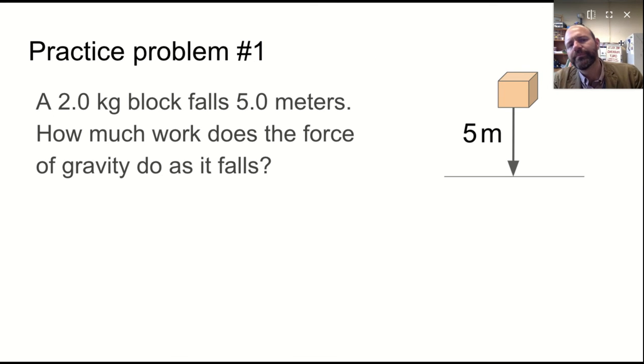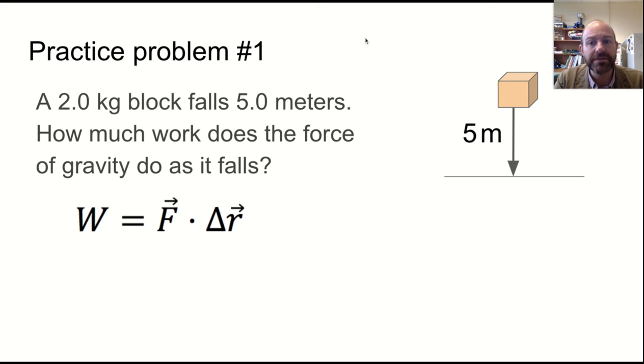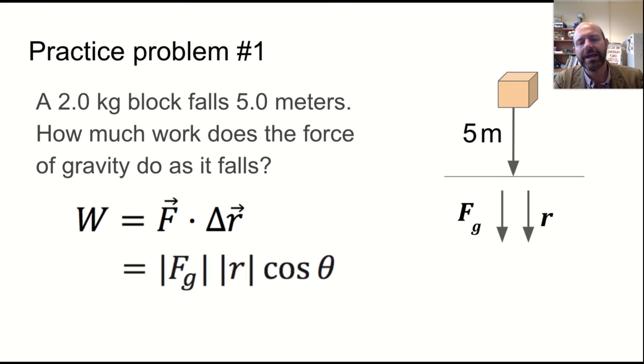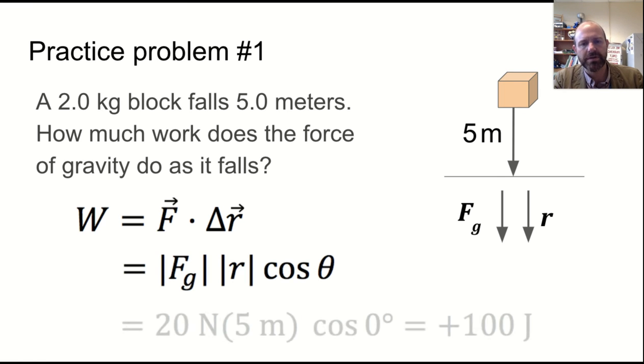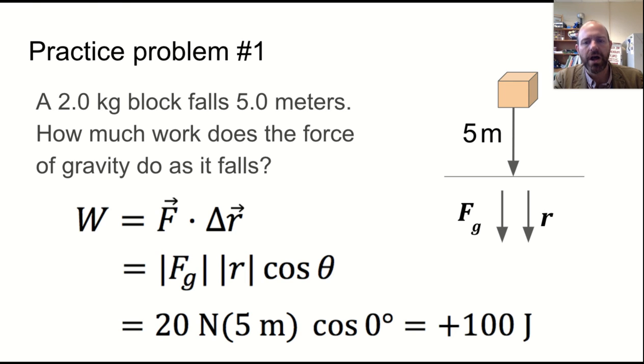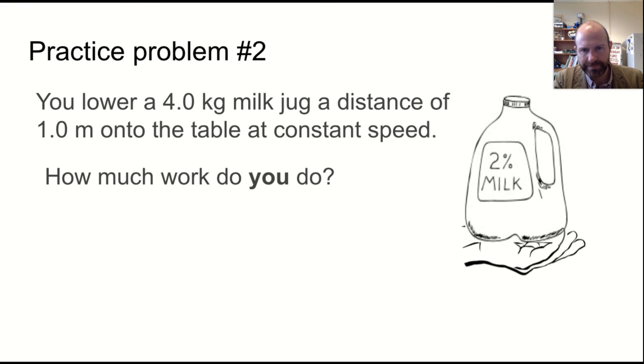But here's a problem that we can consider. A 2-kilogram block falls 5 meters. How much work does the force of gravity do as it falls? Well, this is a very simple case. It's a free fall problem. So the only force on it is the force of gravity, and it happens to be in the direction of the displacement down. So we get Fg times r times the cosine of the angle. We get 100 joules of work. Positive, because gravity is in the direction of the displacement.